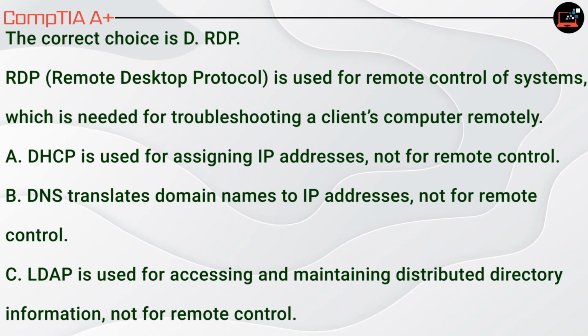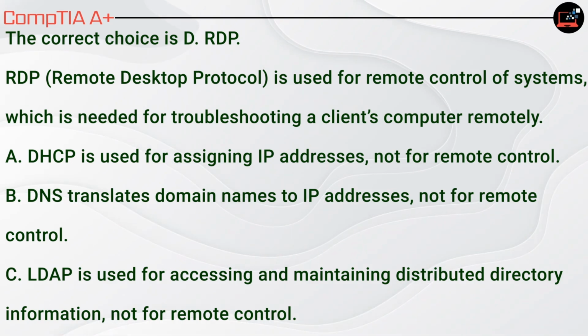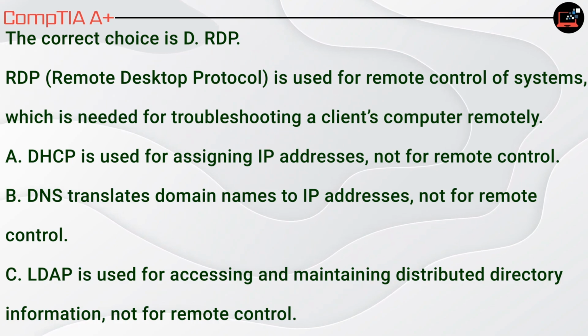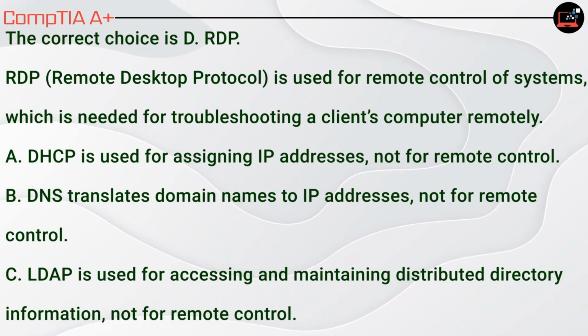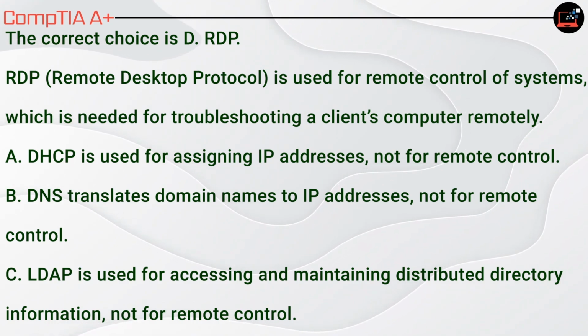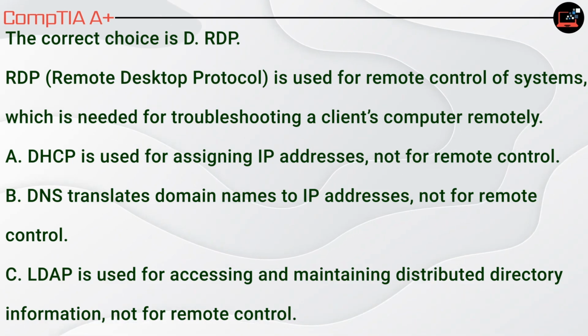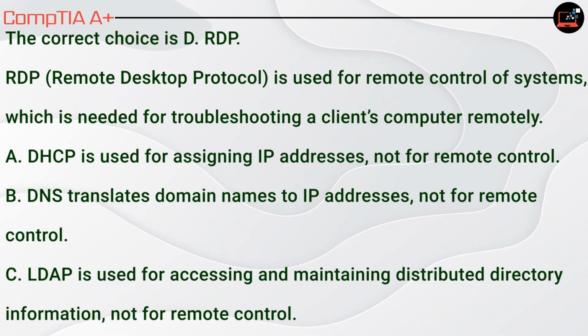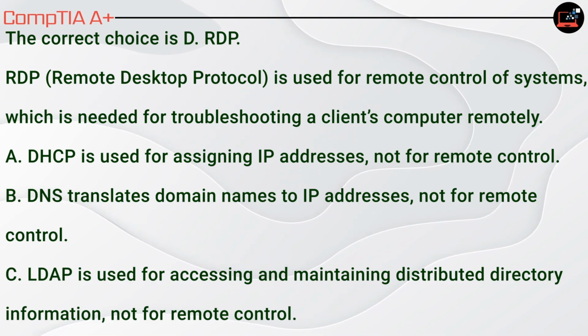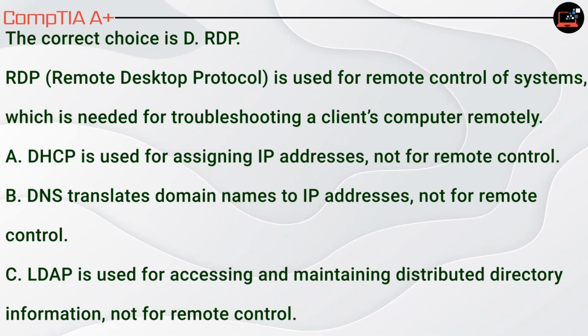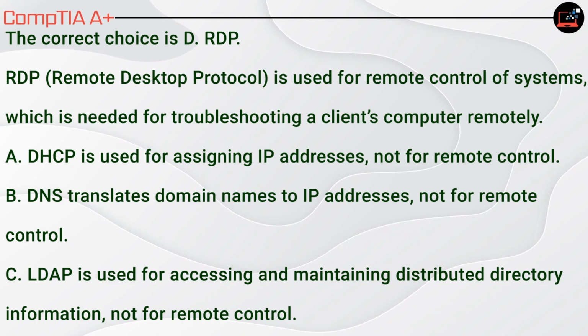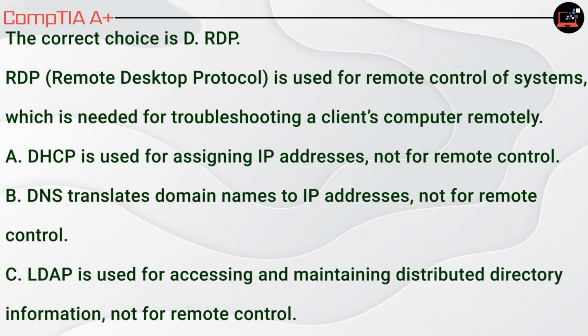The correct choice is D, RDP. RDP, Remote Desktop Protocol, is used for remote control of systems, which is needed for troubleshooting a client's computer remotely. A, DHCP is used for assigning IP addresses, not for remote control. B, DNS translates domain names to IP addresses, not for remote control. C, LDAP is used for accessing and maintaining distributed directory information, not for remote control.